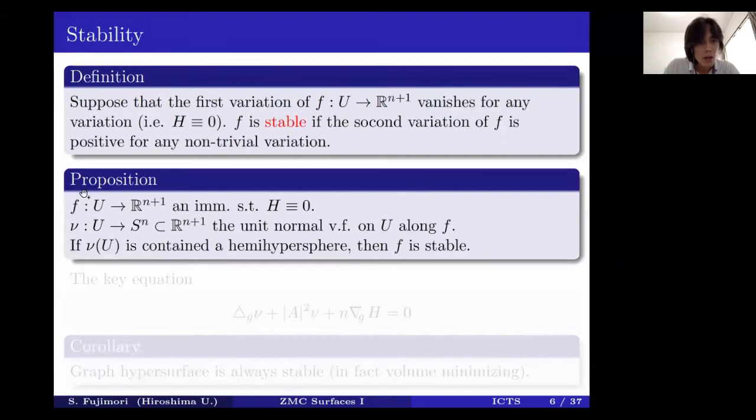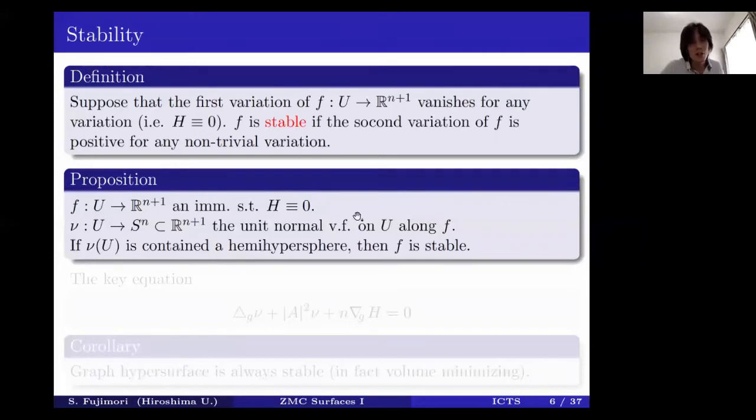So we have this proposition. Let F be an immersion such that H is identically 0, and ν the unit normal vector field along F. If ν(U) is contained in a hemi-hypersphere, then F is stable.